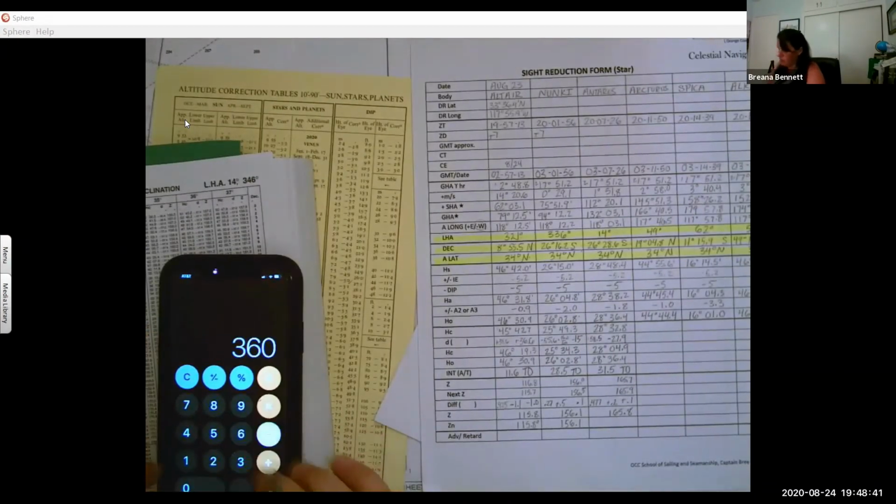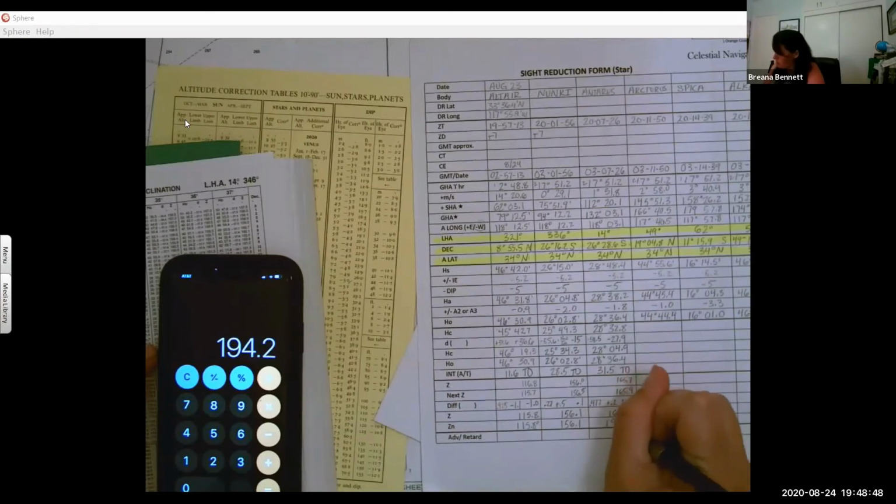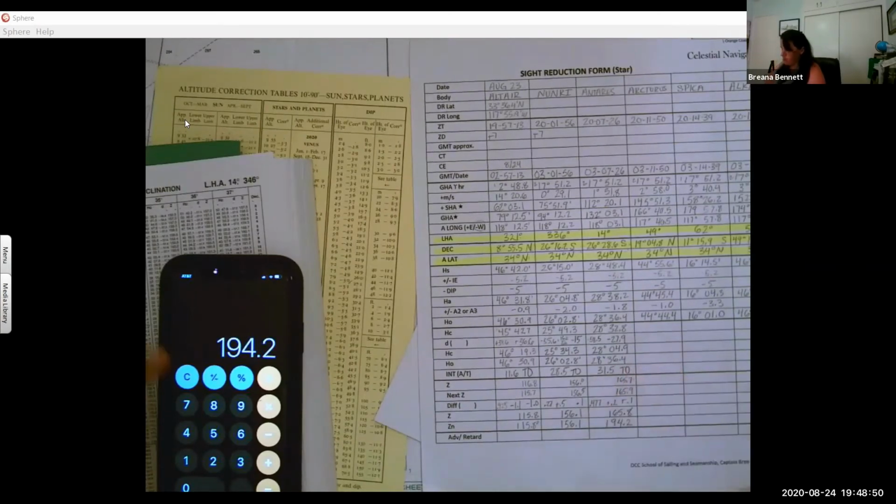360 minus 165.8 gives us 194.2. That's our ZN.